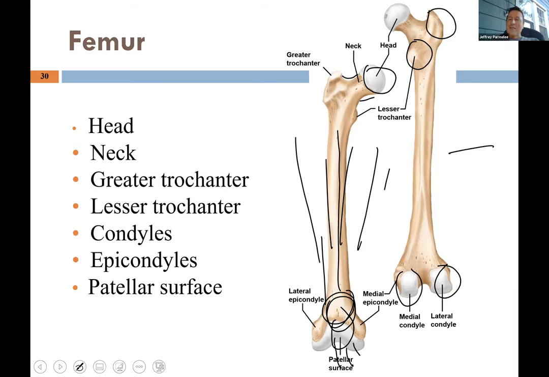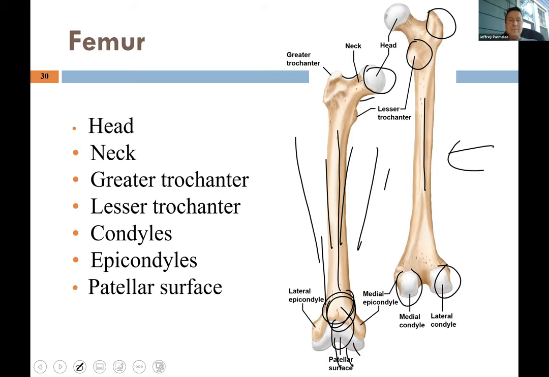I'm looking at the back of the femur here. There's a line here. And then the condyles are at the bottom, there's a medial and lateral. The expanded part of the sides, just like in the elbow, will be the epicondyles. And that's for muscle attachment.